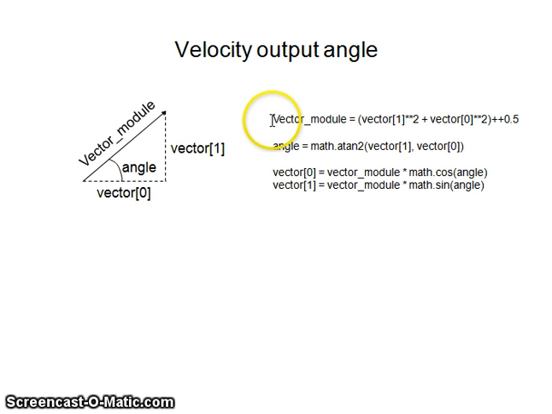The first one is that the module, as described in the video tutorial, is the first component squared plus the second component squared, and the square root of all this. Also, we can find the angle of a vector knowing its components by this equation: arctangent of the y component divided by the x component. And we can also know the vector components if we know the module and the angle by trigonometric equations.